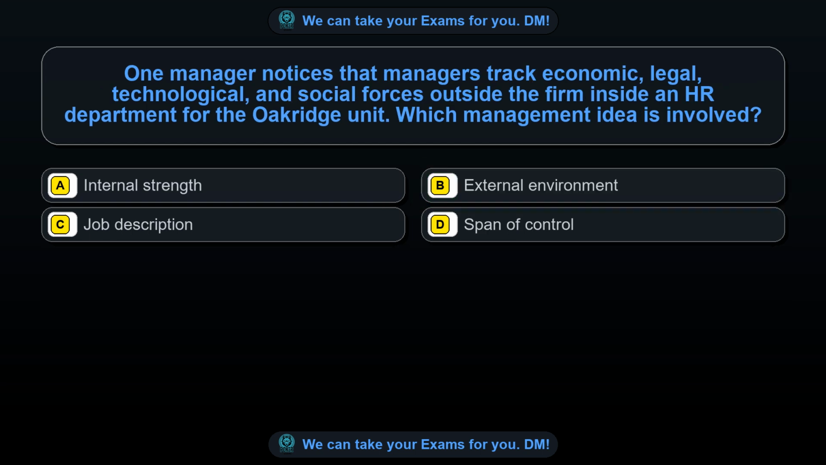Question 27. One manager notices that managers track economic, legal, technological, and social forces outside the firm inside an HR department for the Oak Ridge unit. Which management idea is involved? Option A, internal strength. Option B, external environment. Option C, job description. Option D, span of control. The correct answer is option B, external environment.